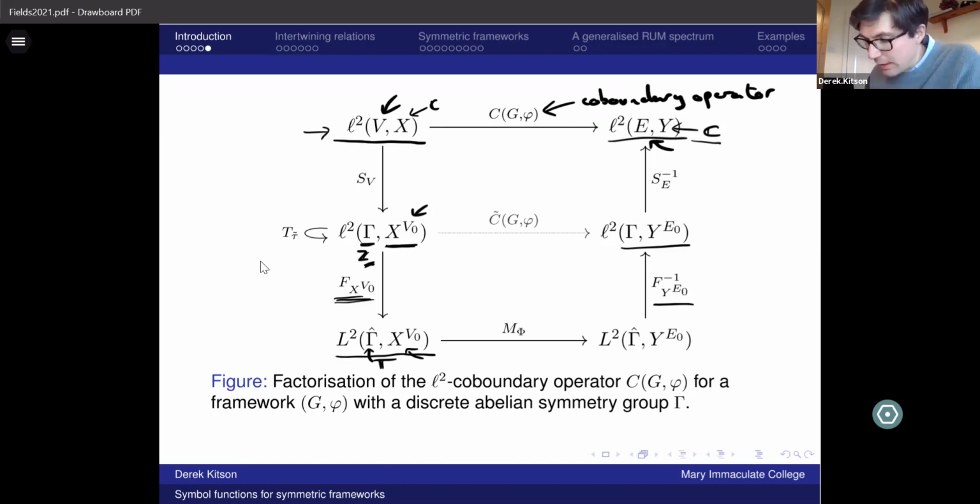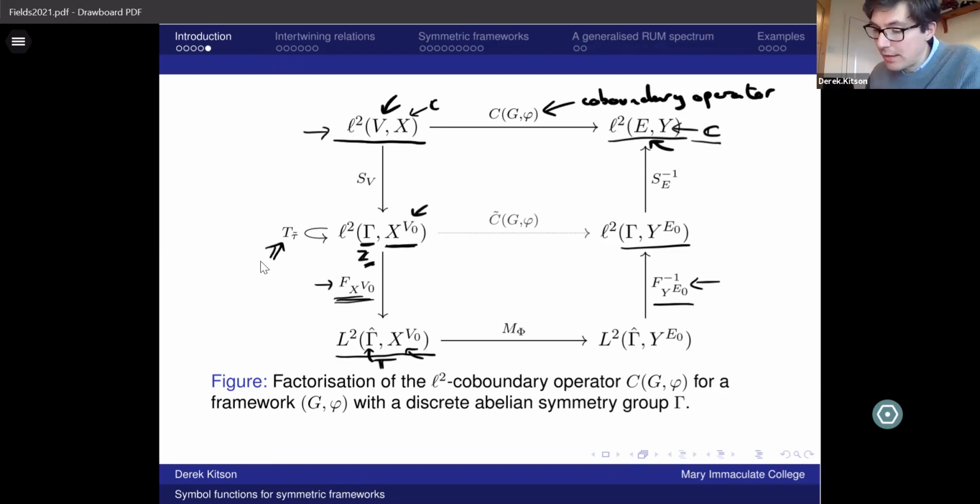So this is a Fourier transform, this F, and similarly over here we have an inverse Fourier transform. Now I skipped over this guy. This is another one. Again, all of these are Hilbert spaces, all of these spaces we're looking at. And all of these maps, other than the co-boundary operator, well, S_V and the Fourier transforms and S_E and this T over here, these are all unitary transformations of our Hilbert spaces.